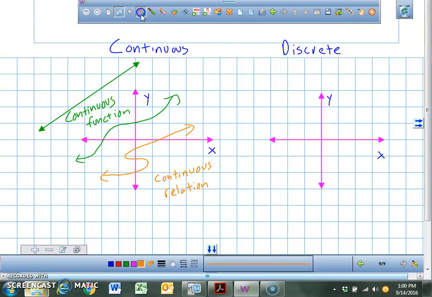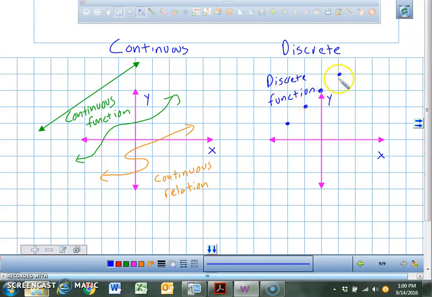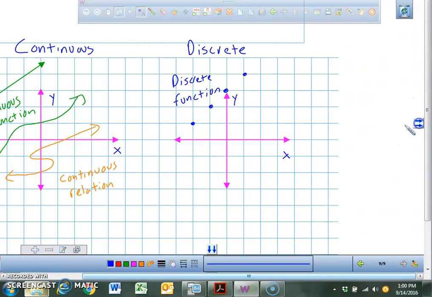Now discrete is a little bit different. Discrete are points. So if I have points going up like this, this set of ordered pairs right here, you could call this a discrete function. Each of these ordered pairs, as a set, each x value has only one y value. So that's a discrete function.